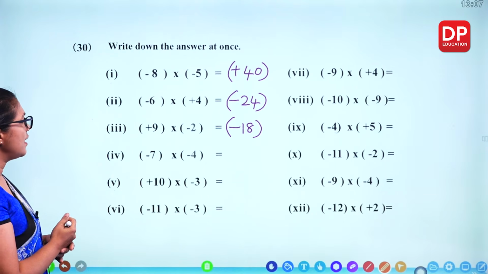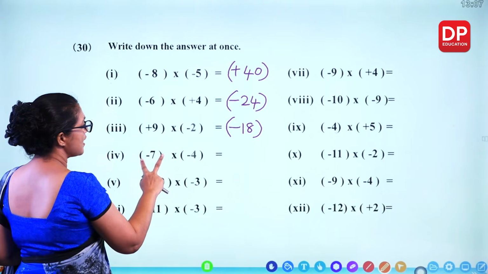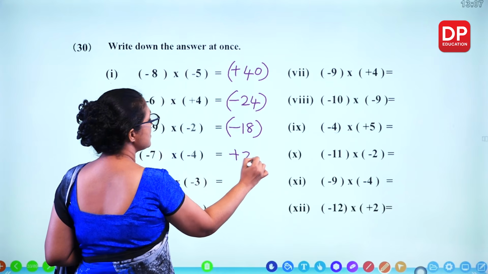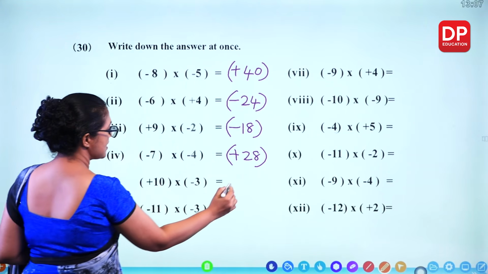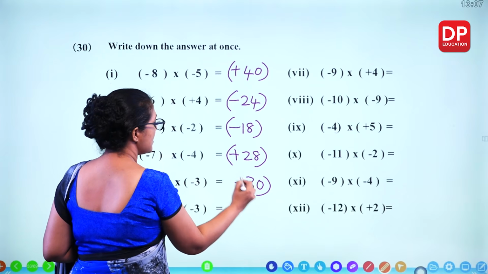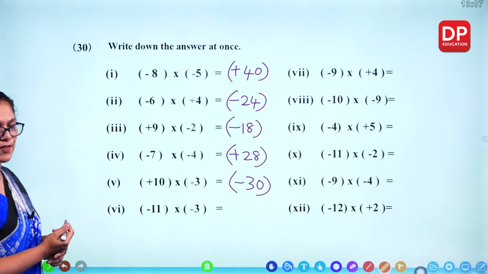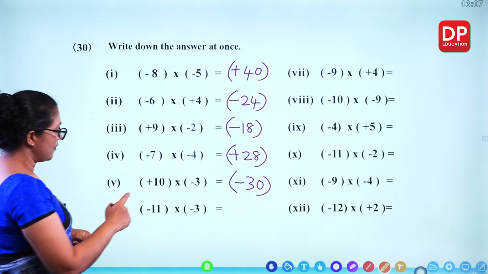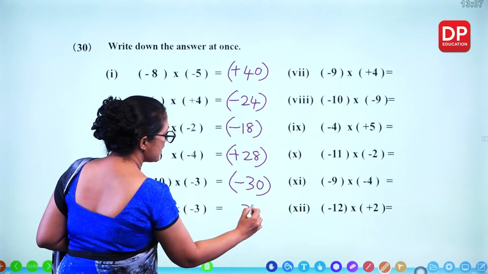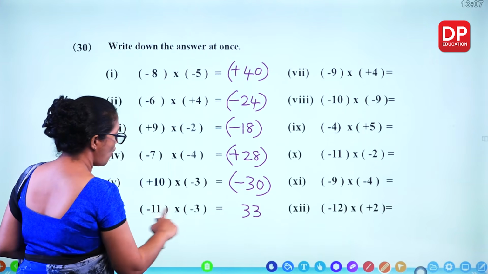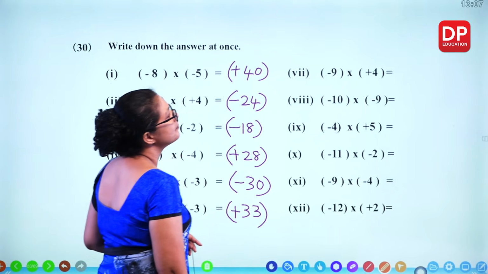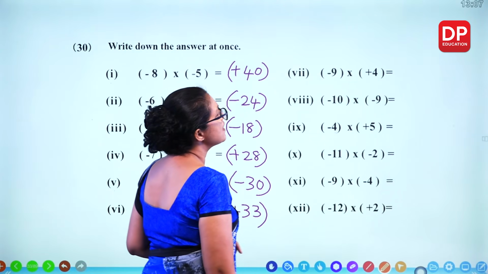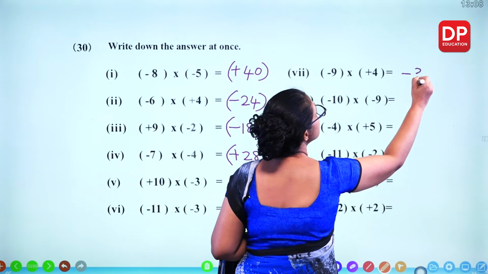9 times 2, 18. Both negative. Answer is positive. One is positive, one is negative. Answer is negative. So 10 times 3, 30. 11 times 3, 33. Both negative. That means plus. One negative, one positive. Answer is negative.